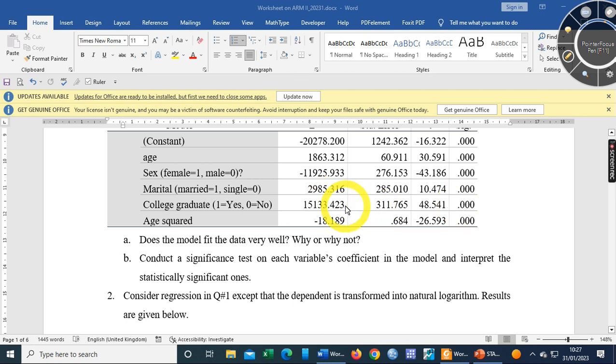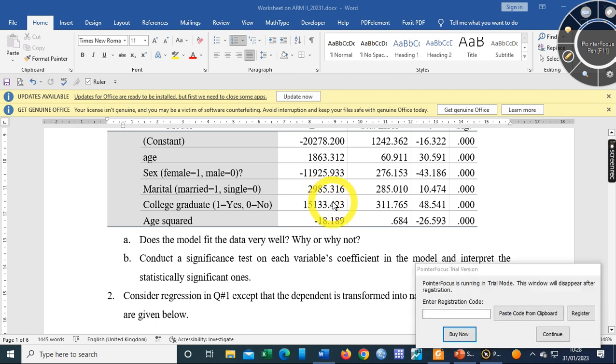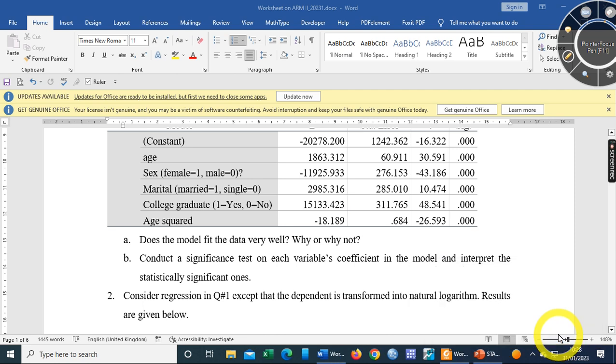This implies that individuals who graduated from college earn more income than individuals who didn't graduate from college. More specifically, individuals who graduated from college earn 15,133.423 more income than individuals who didn't graduate from the college.